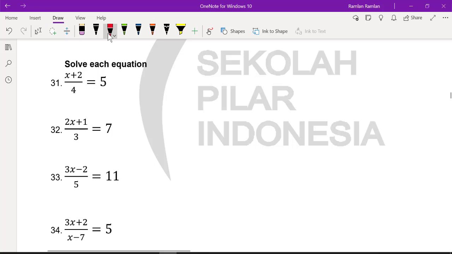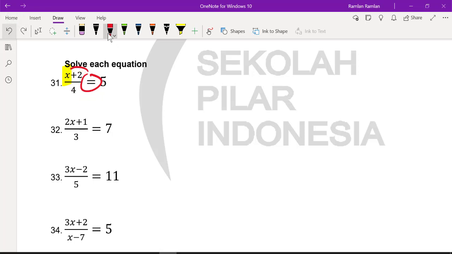Now here, number 21, we have (x + 2)/4 = 5. Again, the concept is to make x alone on one side of the equal sign. The equal sign is over here. It's on the left side of the equal sign, but it's not alone. We still have the 2 and 4 on that side, right? So we need to get rid of that 2 and 4.